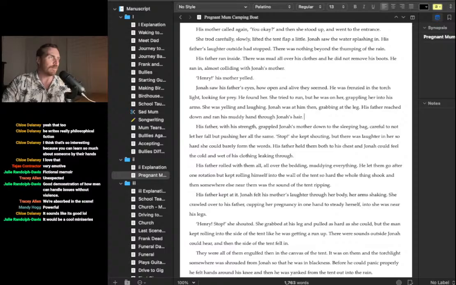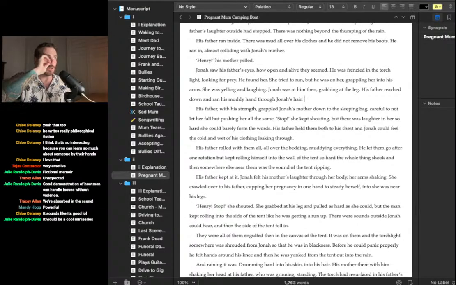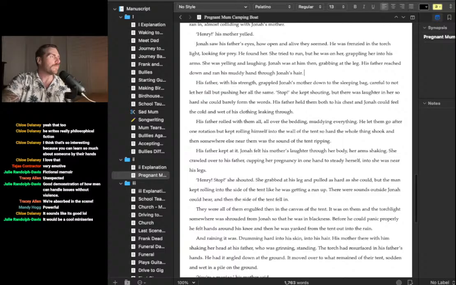Jonah was at him then, grabbing at the leg. His father reached down and ran his muddy hand through Jonah's hair. His father, with his strength, grappled Jonah's mother down to the sleeping bag, careful to not let her fall, but pushing her all the same. "Stop," she kept shouting, but there was laughter in her so hard she could barely form the words. His father held them both to his chest, and Jonah could feel the cold and wet of his clothing leaking through. His father rolled with them all over the bedding, muddying everything.